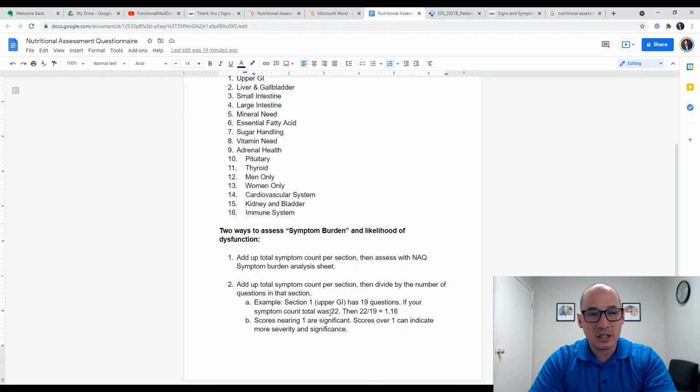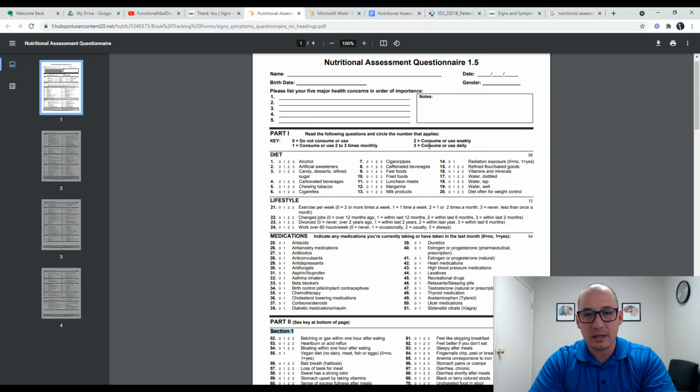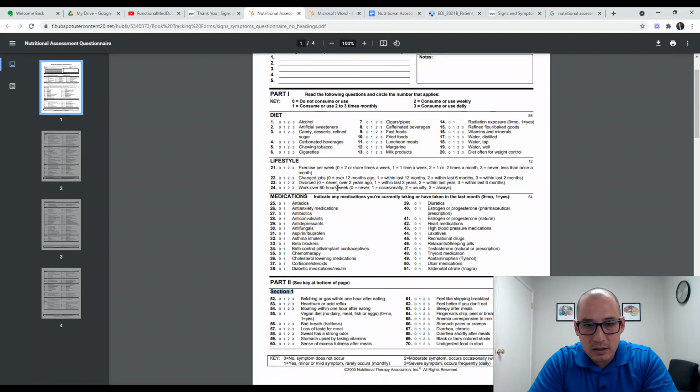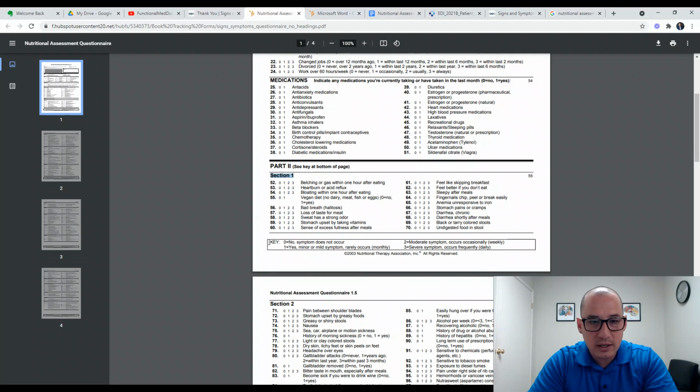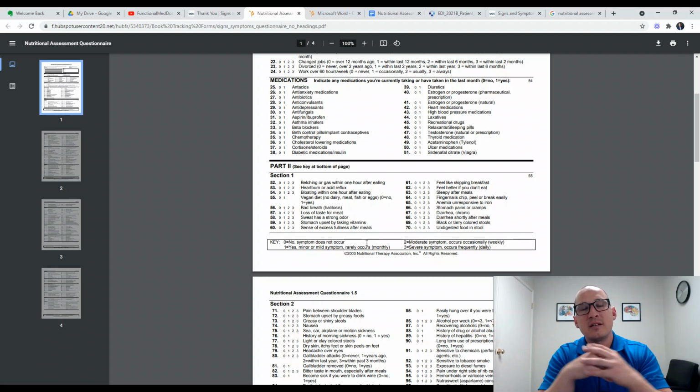Now, when you're answering these questions, it's nice to make sure you understand what it means. I think there's a key right here. Yes. So make sure you don't forget to look at this key so you know how to answer it. 0 is it just doesn't occur. 1 is it might happen on a monthly basis or less. 2 is usually weekly. And 3 is more severe. It is an everyday type of symptom, okay? Sorry, I forgot to point that out, but that's important.